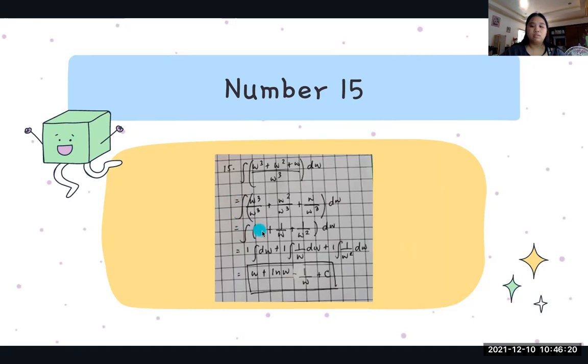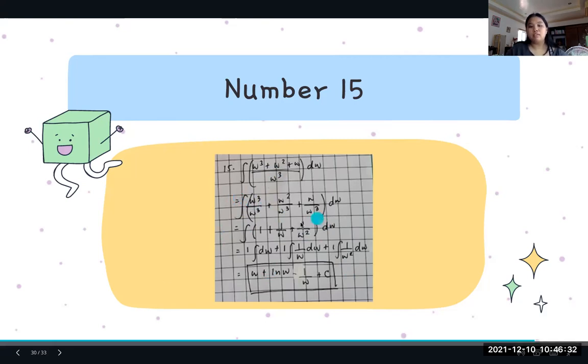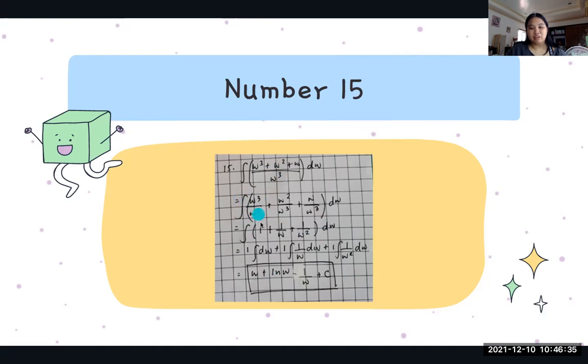Like in theorem B, we will separate the variables. So we will have w to the third power over w to the third power, and use that on the other variables. Then we simplify them. So here we have 1 and then 1 over w plus 1 over w squared. And then using theorem C, we will separate the constant. And then here our final answer is w plus natural log of w minus 1 over w plus C, the arbitrary constant, of course.